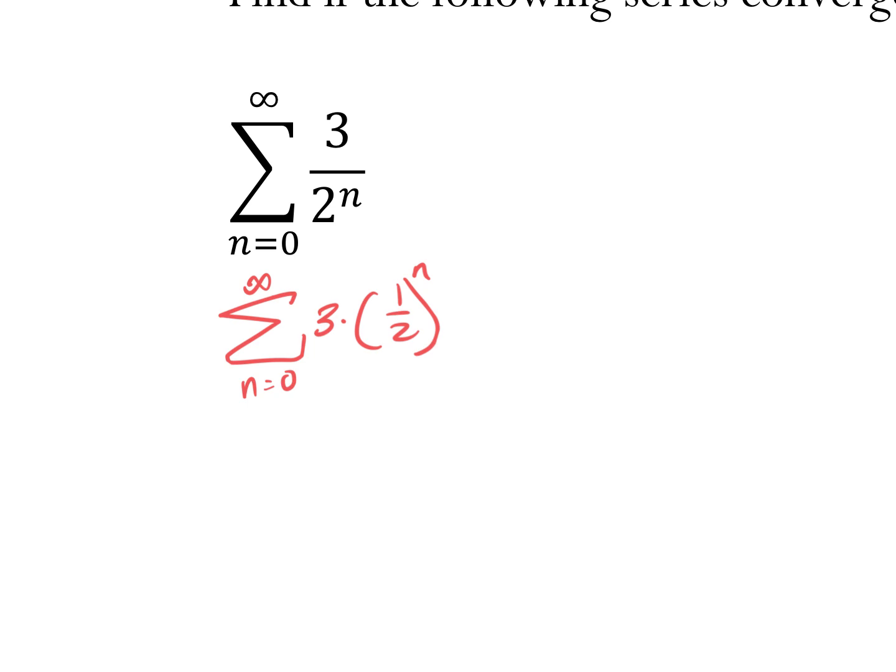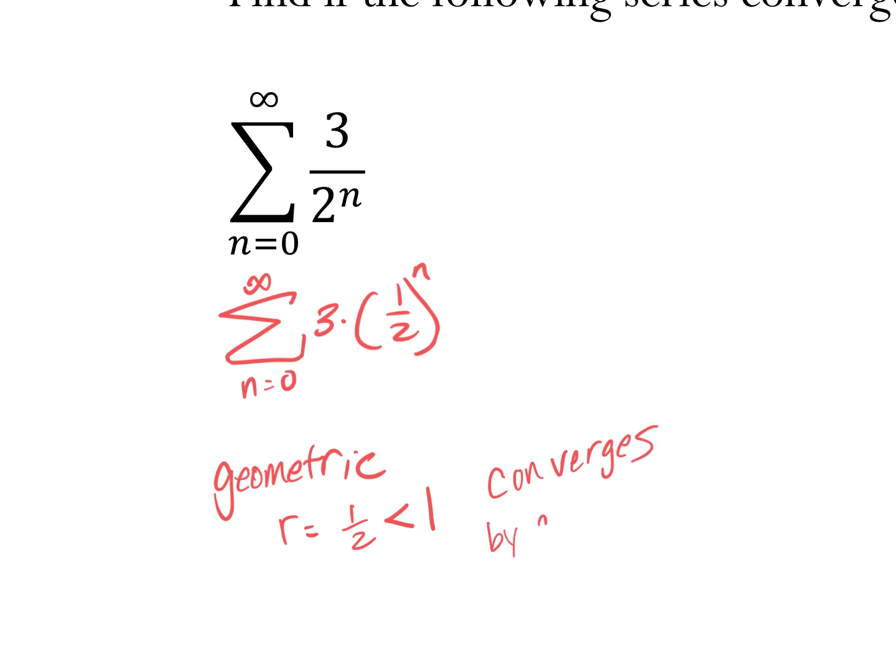All right, so in this case, I would say this is geometric. I recognize it's geometric basically because that n is an exponent, okay? You're going to tell me, well, what is r? 1/2. And you're going to say, all right, so what does that tell us? It converges. Why? Because of the geometric series test, because the ratio is less than 1. So now we can say this converges by the geometric series test. But if you have geometric there, that would be sufficient for me.